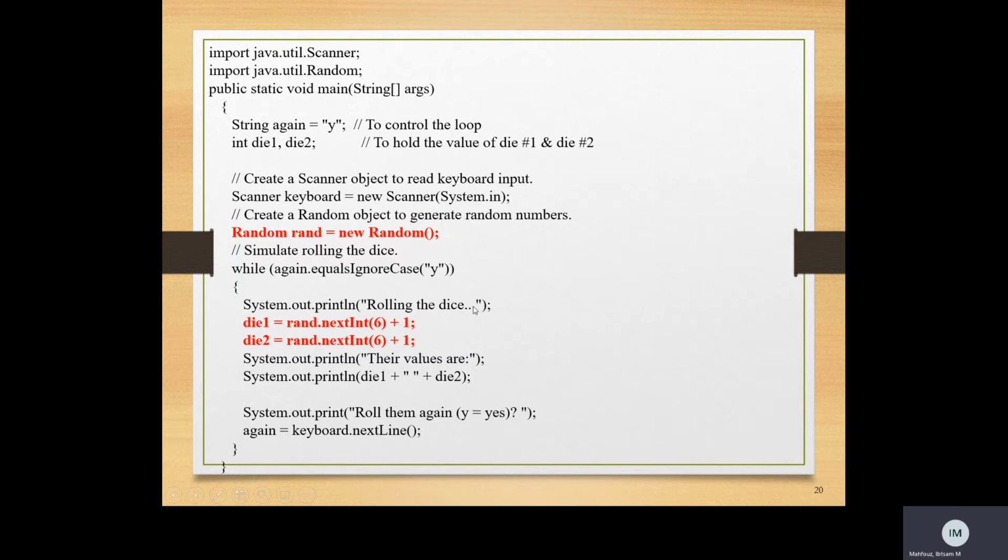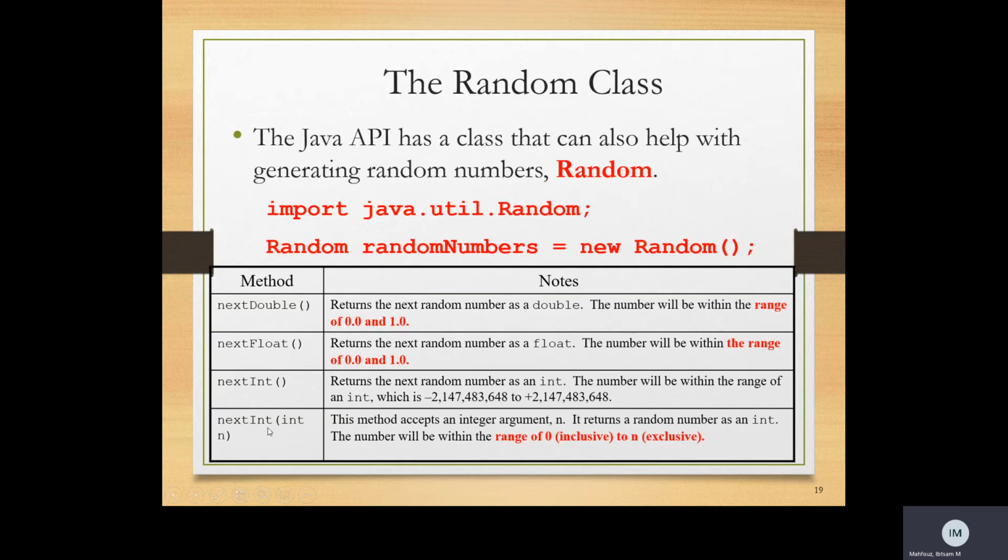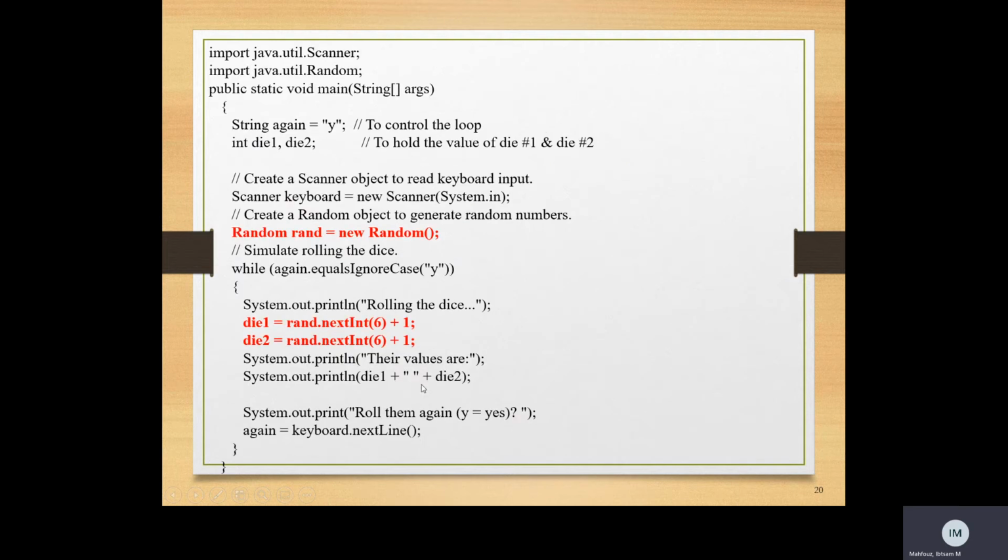It's going to say rolling the dice, and it's going to generate 2 random numbers. Because the values that I want have 6 values, I say next int with 6, and then I'm going to add 1. Why? Because next int, as we saw in the previous slide, gives you a number beginning with 0, and I don't want 0, so I'm going to do that hack and add a 1 to it. So I'm generating a random number, and I'm generating another random number for my 2 die, and then I print out the values, and I ask them, do you want to roll again?